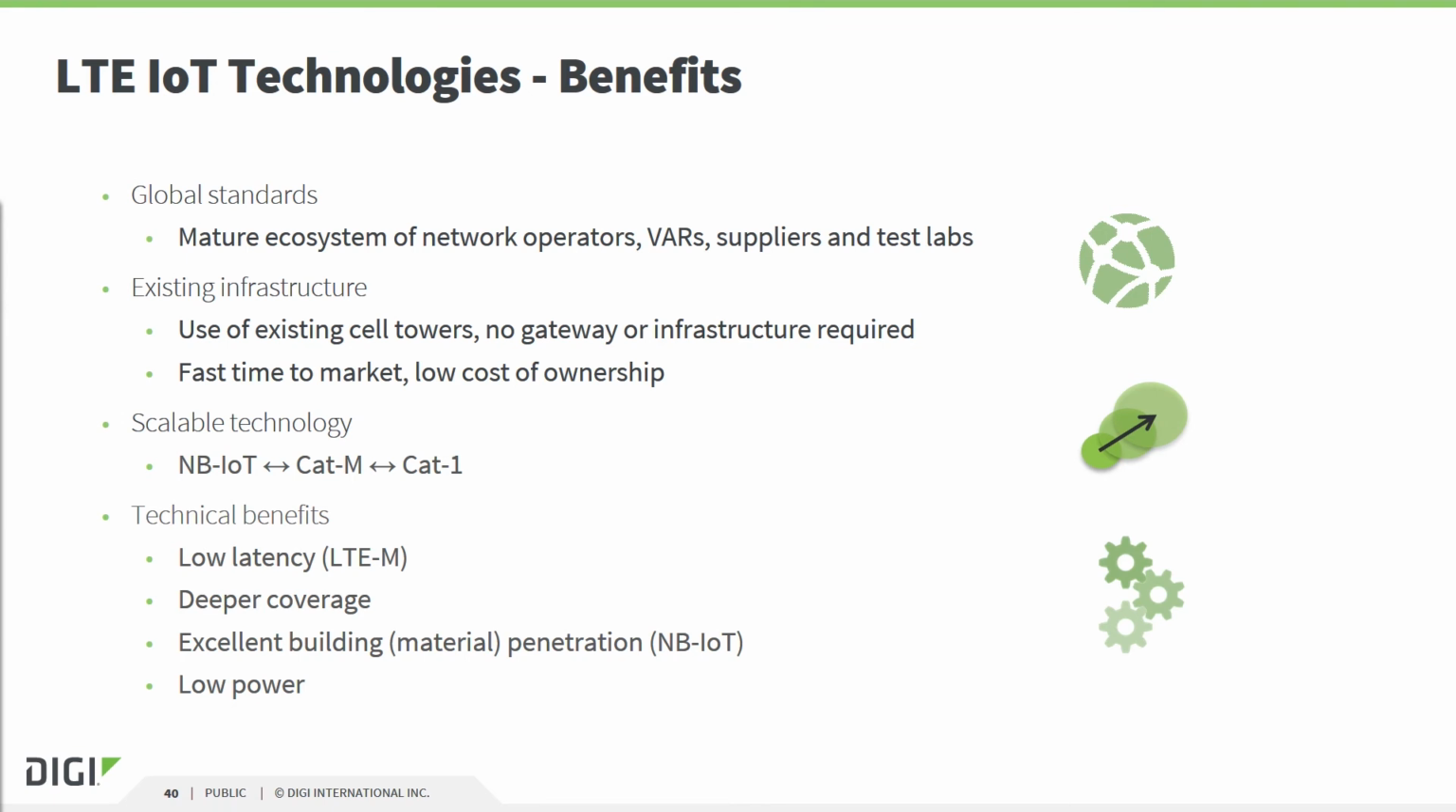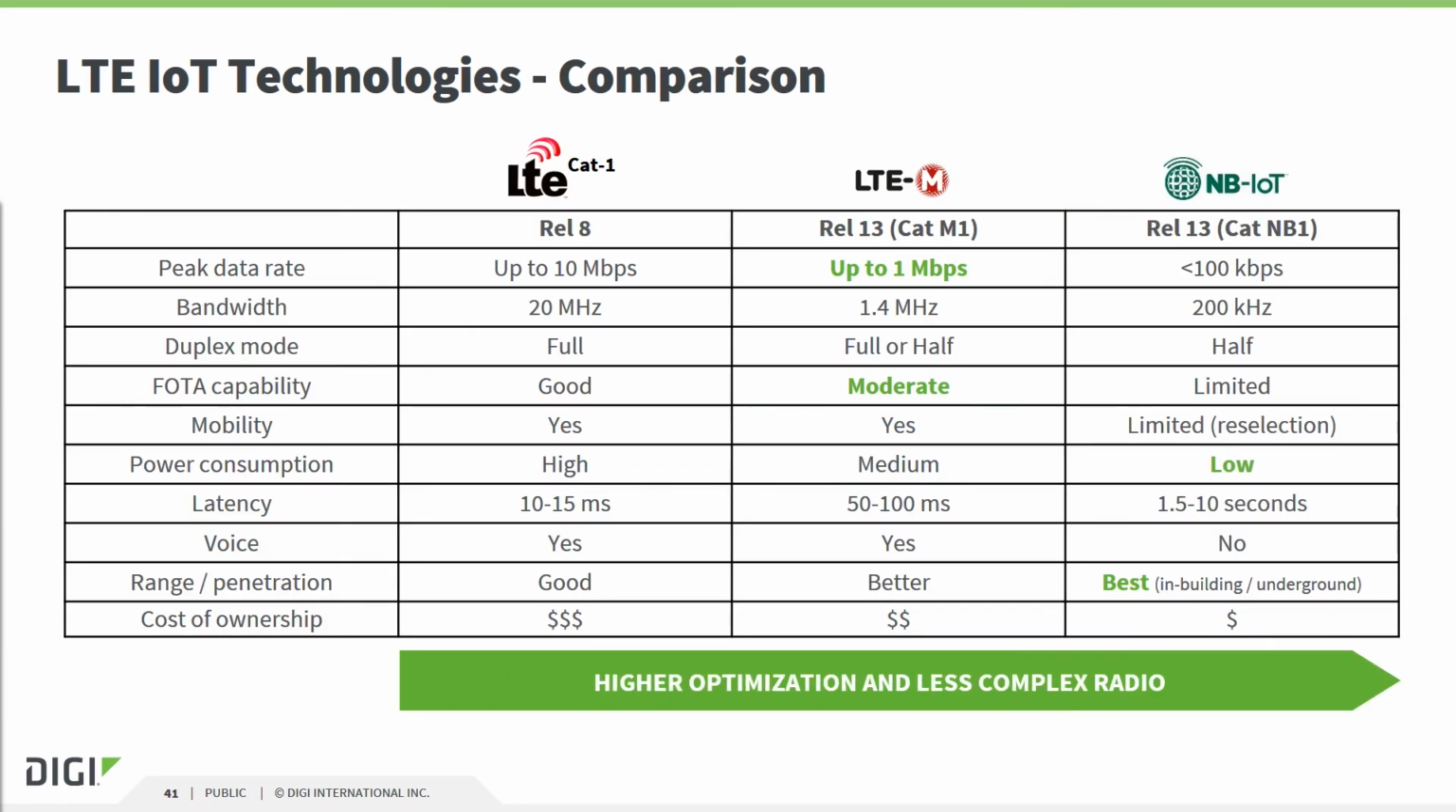Here's a comparison table for the three main cellular IoT technologies Digi supports. A few items to compare could be data rate, firmware over-the-air capability, the power consumption, range and wall penetration, and last but not least, the cost.